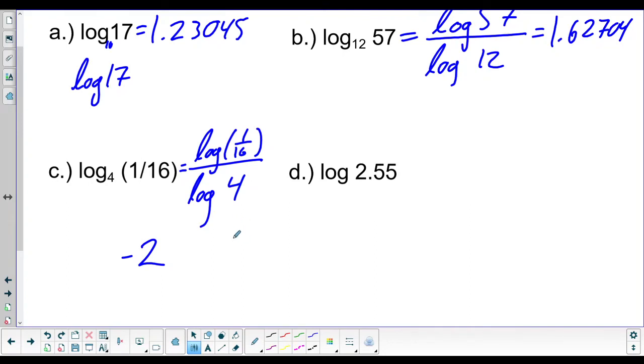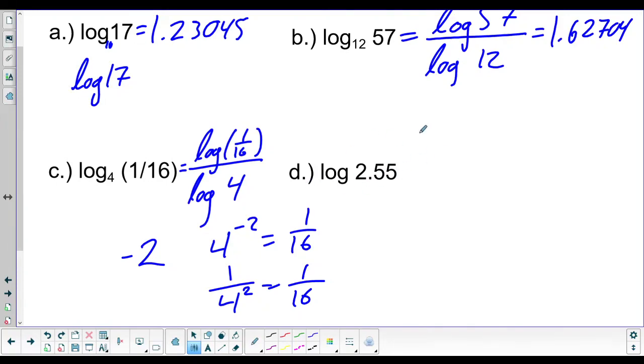Yeah, right. This is 4 to the -2 power equals 1 over 16. If we have a negative exponent, it's 1 over the base to that power, so 1 over 4 squared, 1 over 16. We could have figured that out. All right.